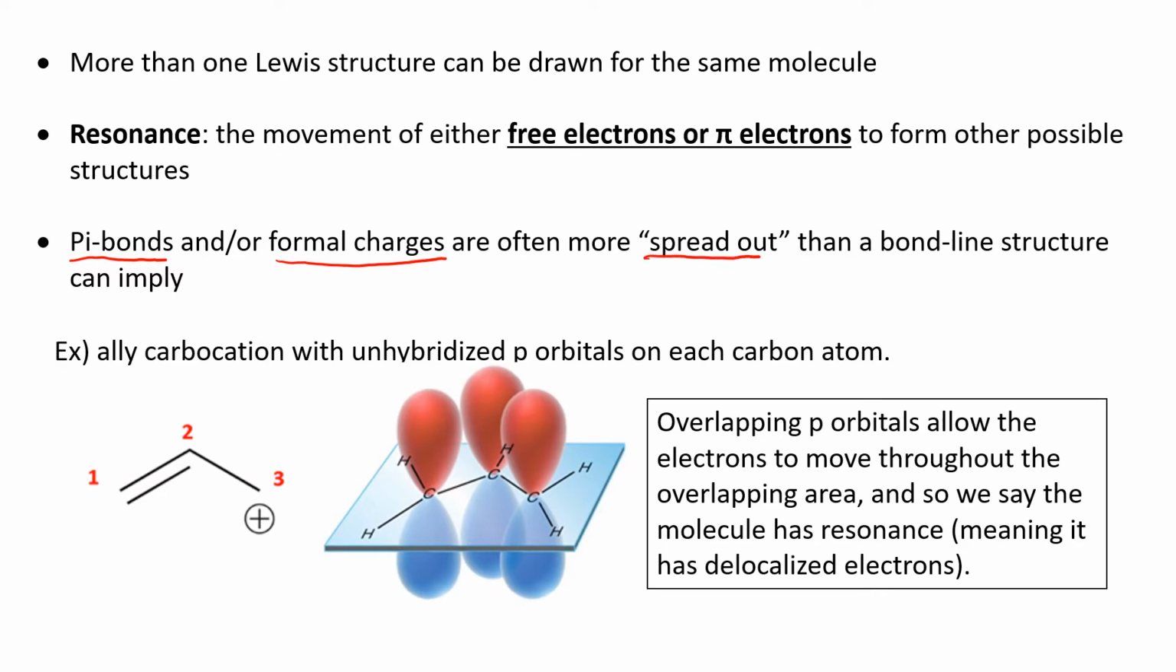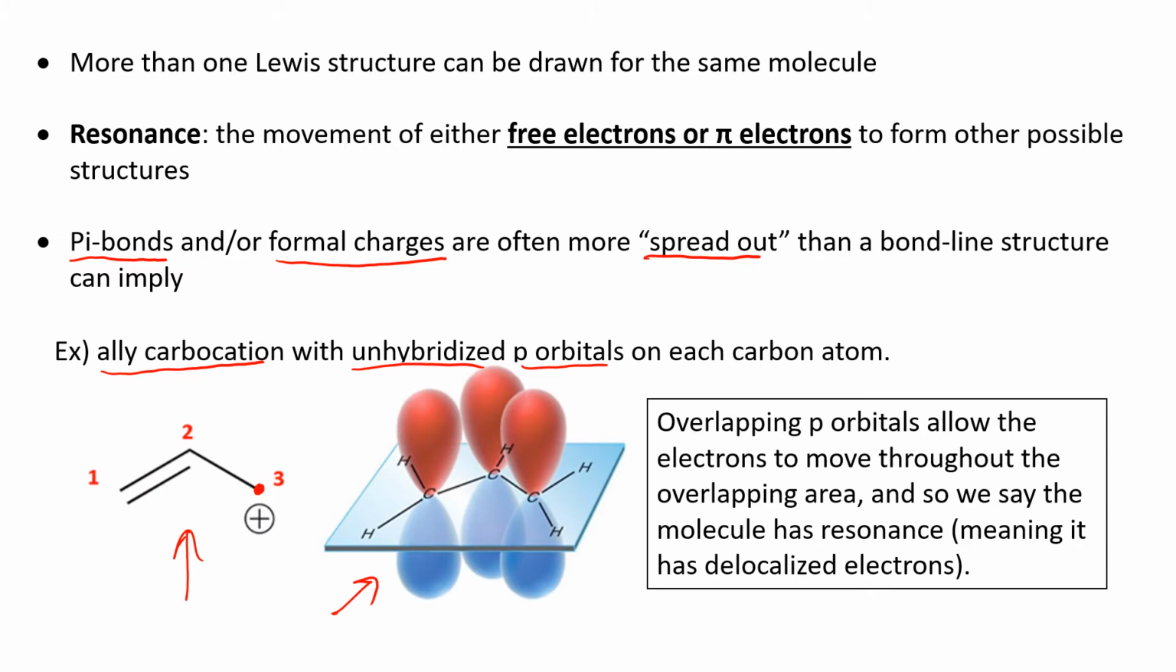And our bond line structures don't always show the true nature of where the electron density is. So an example is the allyl carbocation. There's your carbocation, and when you have an adjacent pi bond, that means it's allylic. So the allyl carbocation has unhybridized p orbitals on each carbon atom. Our bond line structure is not representing that, but the second diagram more accurately depicts the orbitals and where the electron density is allowed.